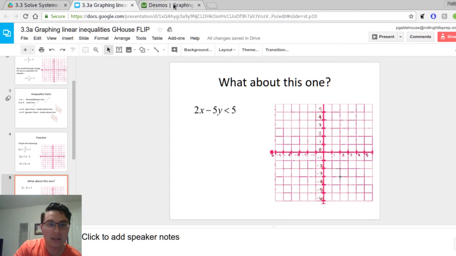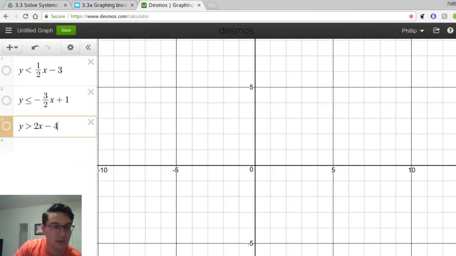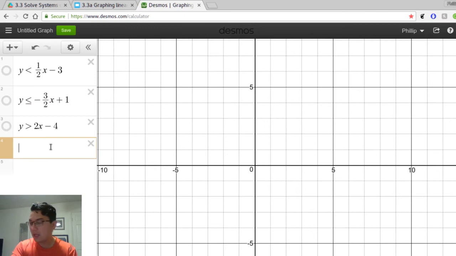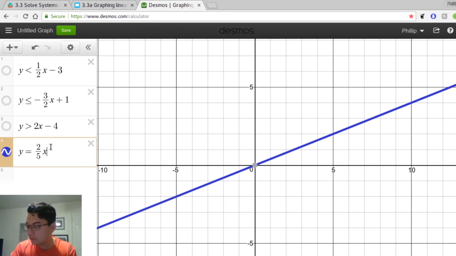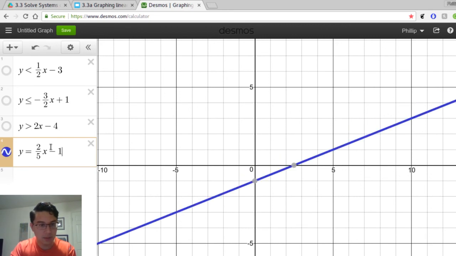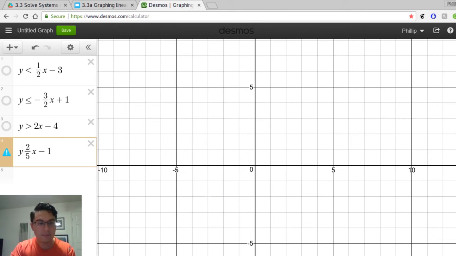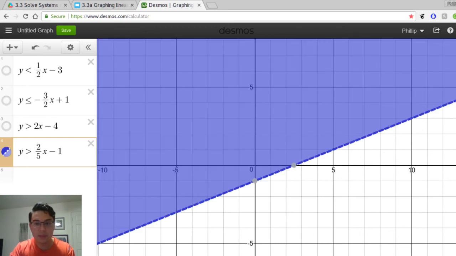So we'll end up with, let's close this one out, and we're going to have y is equal to 2/5 x minus 1. There we go. Okay, so that's the line that I ended up with when I solved it, and it's going to be strictly greater than. Strictly greater than is going to make this a dashed line, and we're going to shade above the line. So we end up with that for our final answer on this one.